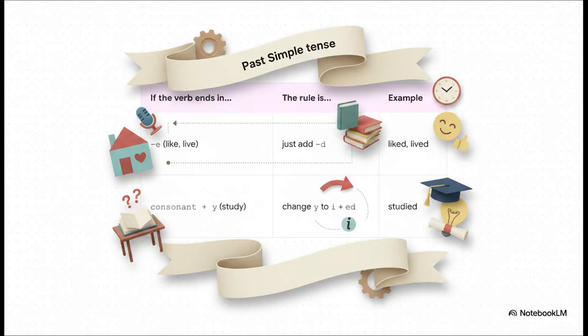Easy. Now, there are just a couple of tiny spelling rules to keep in mind. If a verb already ends in an E, like live, you don't add another E. You just add a D to make lived. And if it ends in a consonant plus Y, like study, you swap out the Y for an I and then add ed, so you get studied.